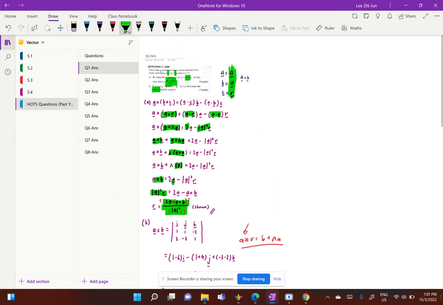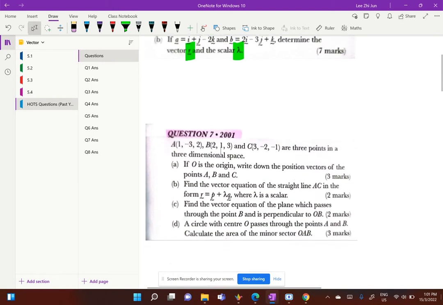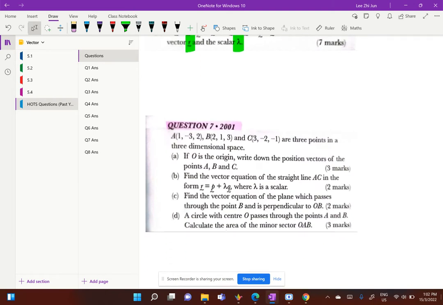Okay, so we go to question 2. A, B, and C are 3 points in three-dimensional space. This is quite simple. It's just tricky, and it tests whether you remember the area of the minor sector or not. Okay, let's go.